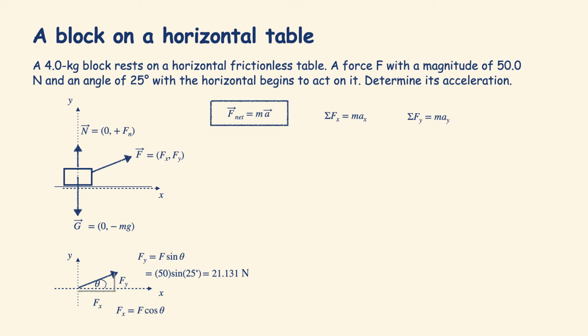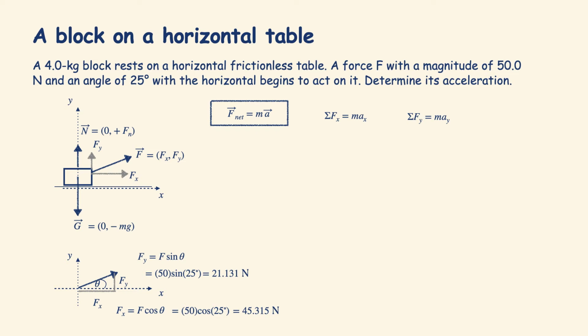For the x, remember that segment is adjacent. It's the adjacent side in the right triangle. So from trigonometry, I know that is going to be equal to the hypotenuse of the little triangle here, F times cosine theta. Numerically, that will be 45.315 newtons. So I know Fx and Fy. Let's mark them on my diagram here with the rest of the forces.